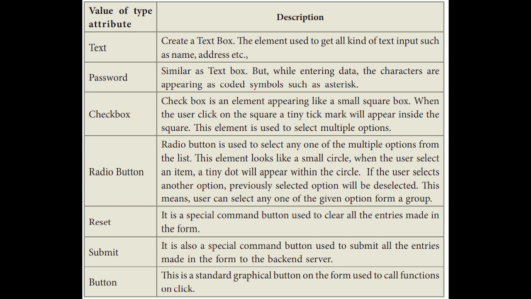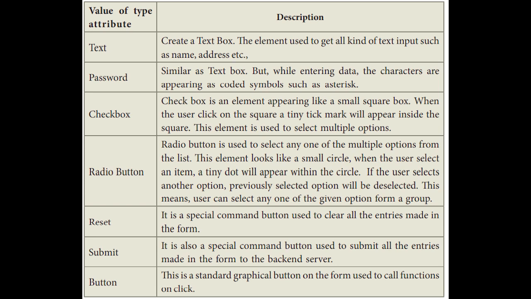And the next one is reset. This is a special command which is used to clear all the entries made in a form. If you want to enter the form again, and if you have entered it once, or submitted it, you can select this reset option. The reset button will be there. If you click the reset button, all the columns, the text boxes, checkboxes, everything will become blank, and you can enter it again from the first, right?